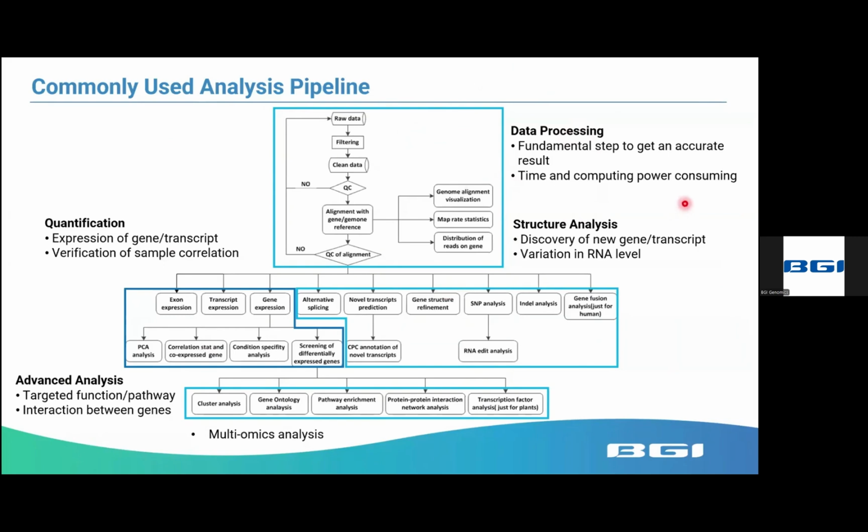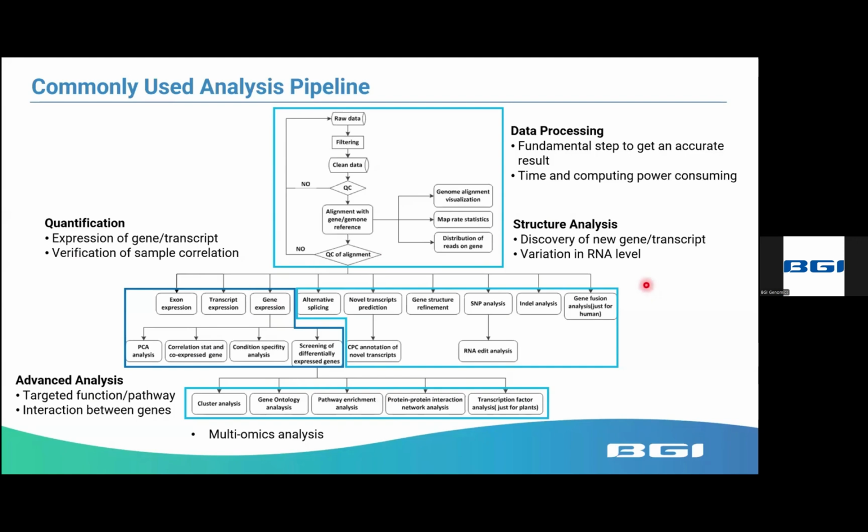Firstly, data processing. Low-quality data will be removed, and the high-quality data will be aligned to the genome and gene set to check if there are exogenous contaminations. This is the fundamental step to get guaranteed results. Next, the gene expression can be determined. Thus, we can identify differentially expressed genes, which is the most important result in RNA-seq analysis. Besides, variations in RNA level, including new transcript discovery, alternative splicing, SNPs, and indels, can also be checked.